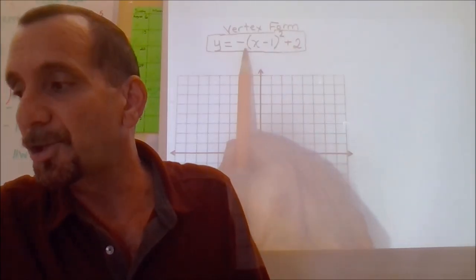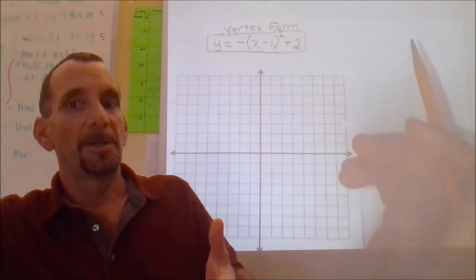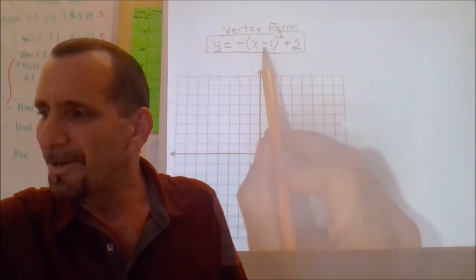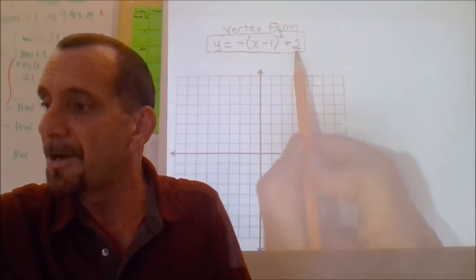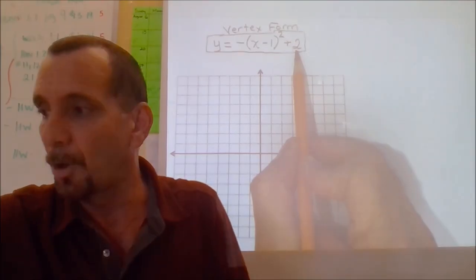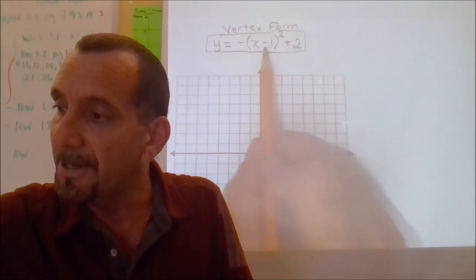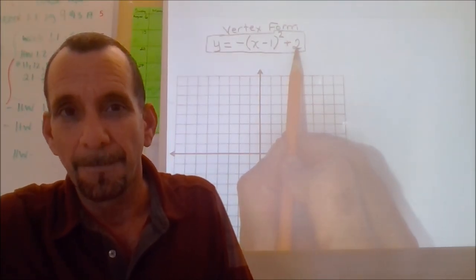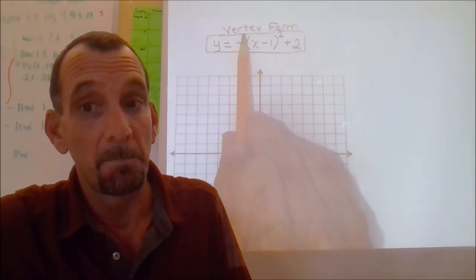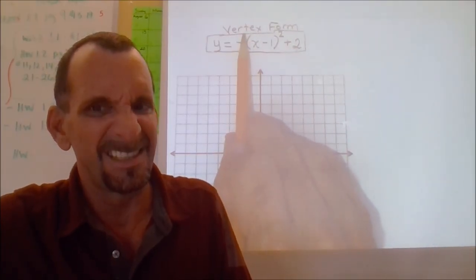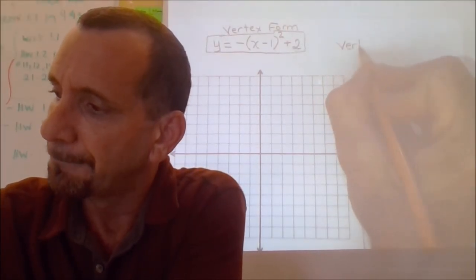So if I were to ask you what's the translation from the parent function, you would say, well, Mr. Fulmer, I know this goes in the opposite direction it looks like it should go, and I know this is my vertical up or down shift. Well, if I were shifting this from the parent function, isn't that going to give me my vertex? Let's see. So I'm going to put the vertex.